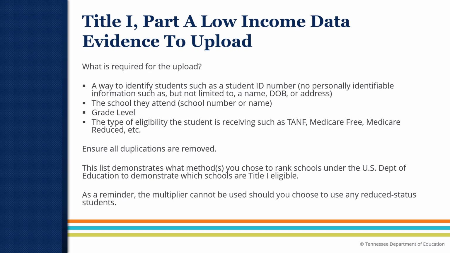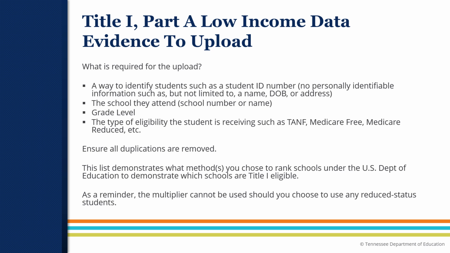So what is required for the upload to demonstrate that you have the correct numbers in the CFA? We need a way to identify students, such as a student ID number. Remember, we do not want any personally identifiable information, such as a name, date of birth, or address. The school they attend, that can be a school number or name, the grade level, and the type of eligibility the student is receiving, such as TANF, Medicaid Free, and Medicaid Reduced. And make sure you differentiate between Medicaid Free and Medicaid Reduced. Of course, ensuring all duplications are removed.